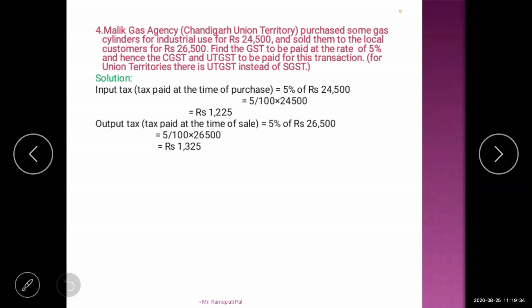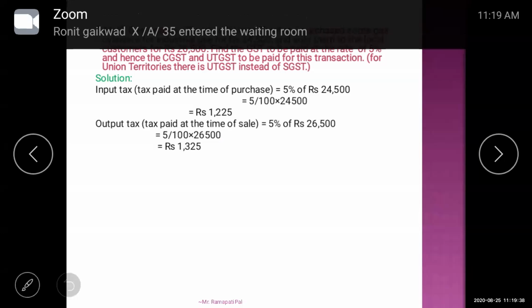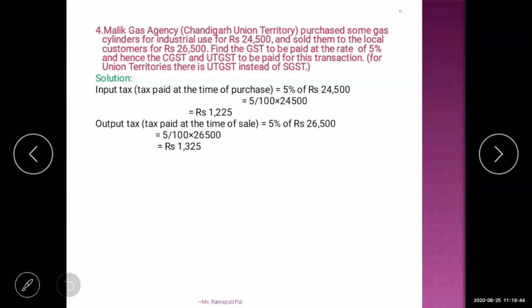Okay. Let's start the next step. So we know what is input tax and what is output tax. Now we have to find out what? Yes, very good. We have to find out GST. And GST, you know how to find out. That is output tax minus input tax. Correct? We know output tax, we know input tax. Okay? Let's see.